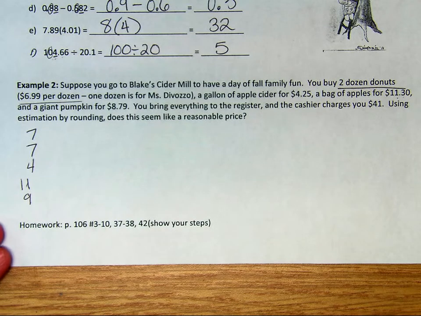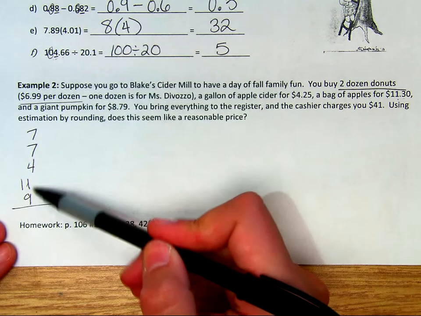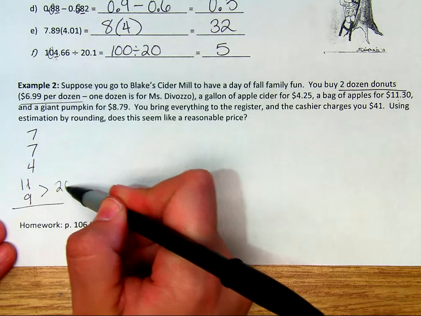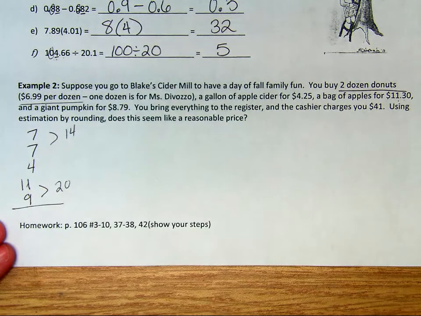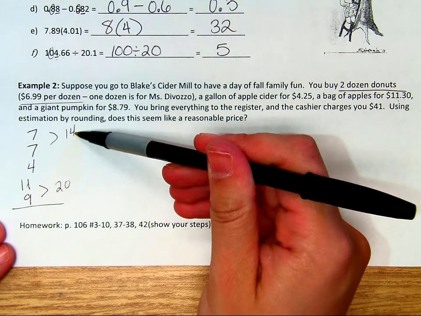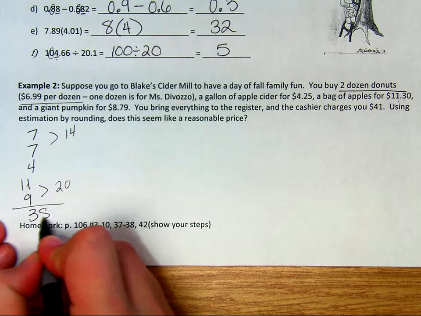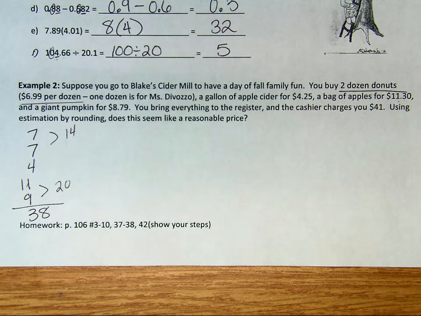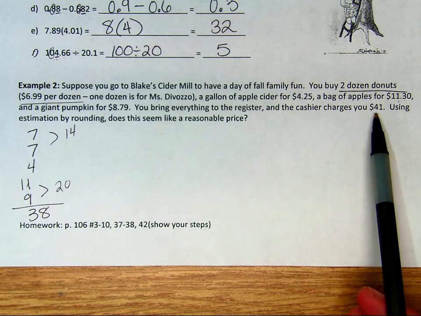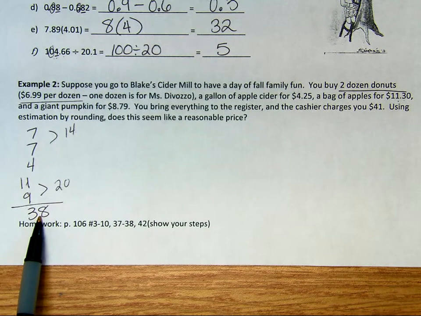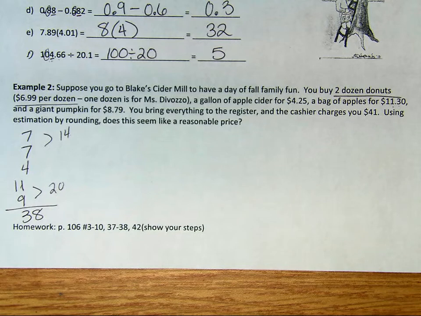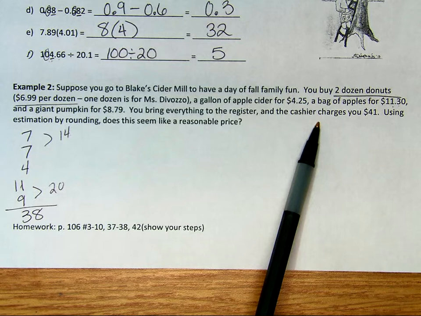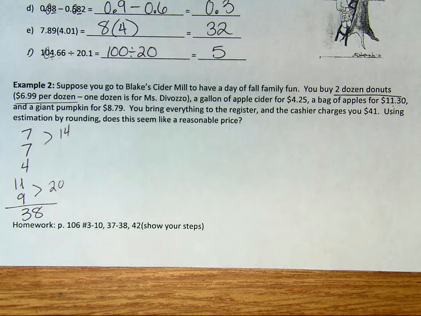Now I can add these up in my head. Well, 11 and 9, I know that's going to make 20. And then 7 and 7, that's a double, that's 14. So 20 and 14, that's 34, plus 4, $38. So maybe they charged a little bit too much based on our estimating, but it's pretty close. This is a way to see if you're being charged the right price or not. In this case, it looks like the cashier charged a little bit too much, so you might want to question that, because based on our estimating, we got $38.